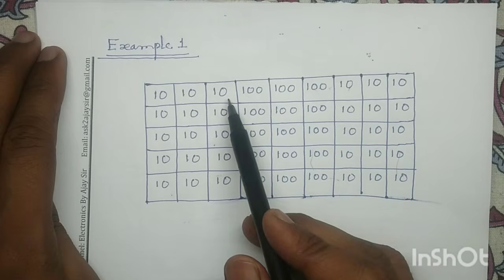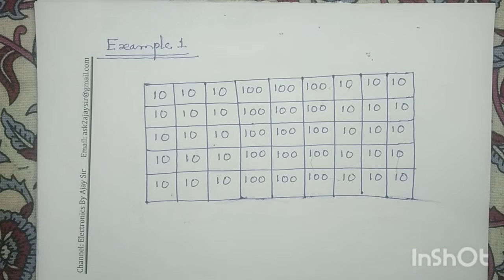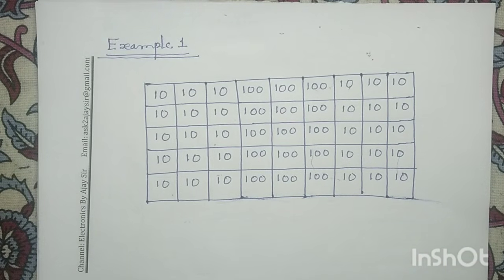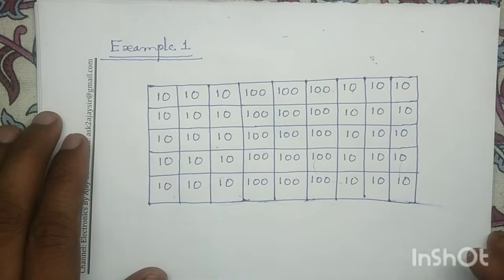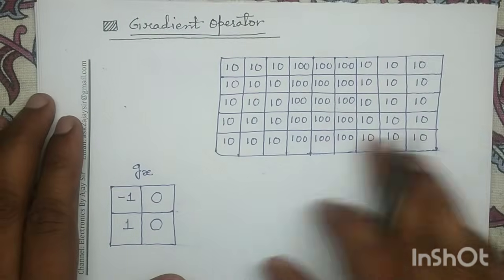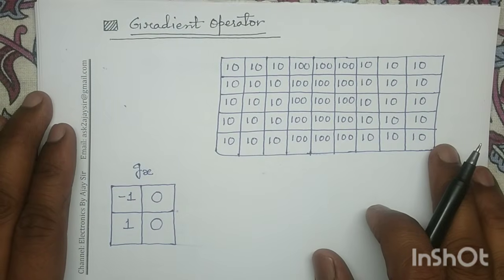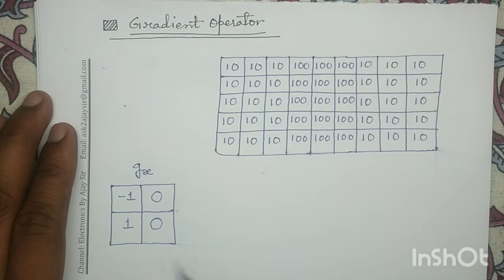Theoretically we can predict these edge locations, but we will perform some mathematical operation using the gradient operator in order to detect the location of the edges present in this given digital input image. So let's start. This is the input image and the gradient operator. First we will apply the Gx operator.